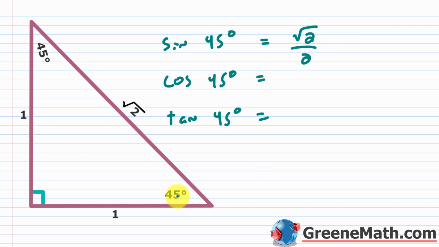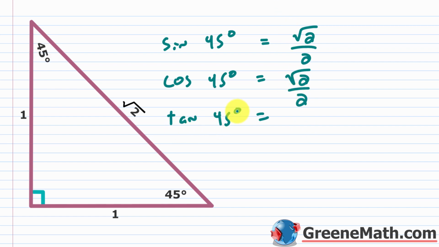Now, let's say I start here and I say, what's the cosine of 45 degrees? Well, now it's going to be adjacent, which is 1, over your hypotenuse, which is square root of 2. Well, I just did that. So if I rationalize the denominator, it's square root of 2 over 2. And it wouldn't have mattered if I would have used this angle here. I would get the same result, okay?